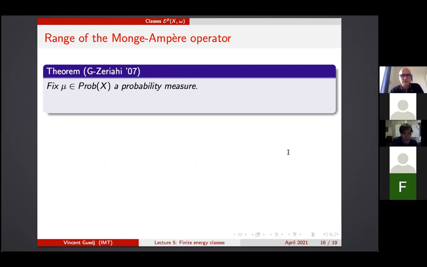So let me, before describing special examples, discuss the range of the Monge-Ampère operator and simply state two important results. First, if you pick a probability measure, it's natural to wonder whether it is the Monge-Ampère of a finite energy function. And the answer is kind of beautiful. Mu is the Monge-Ampère of a function in EP if and only if EP is in Lp of the measure mu. So you have a complete characterization of the range of the Monge-Ampère operator acting on those classes EP.